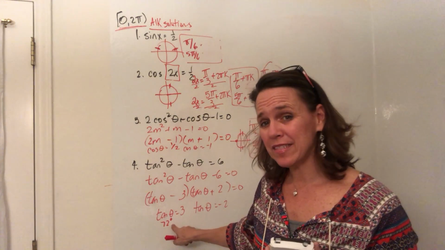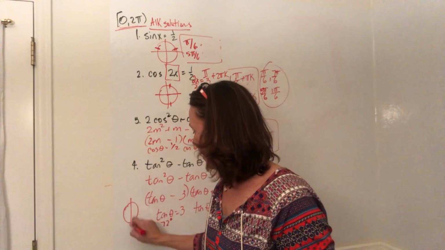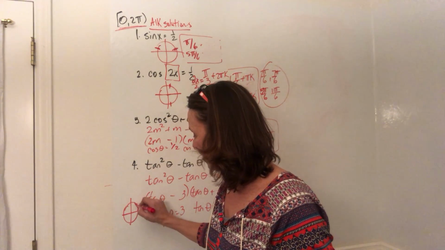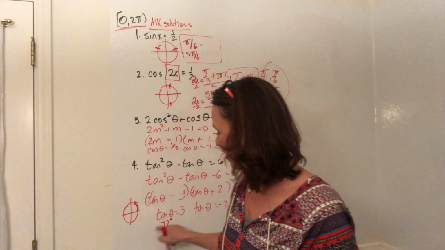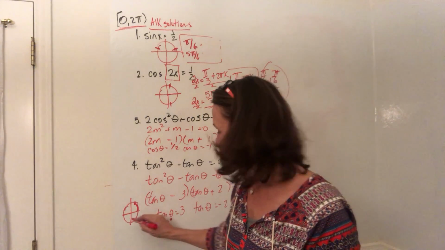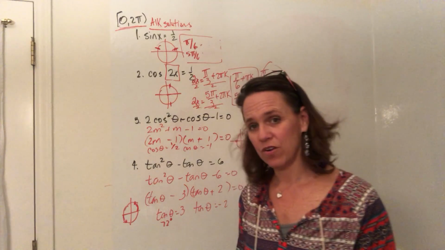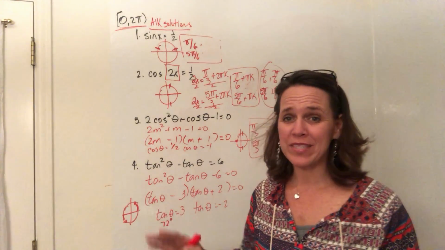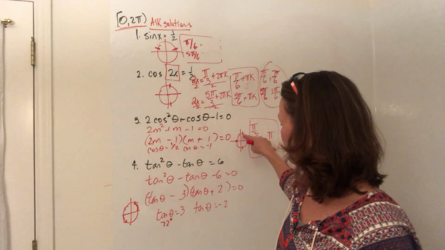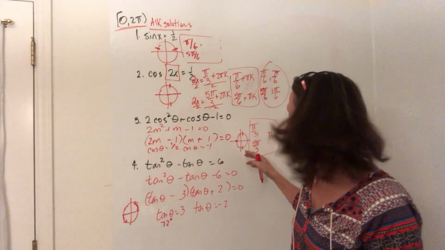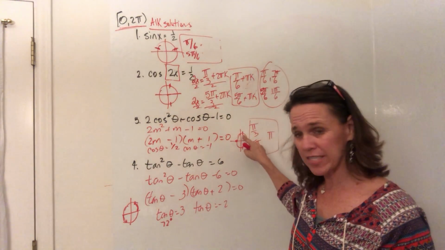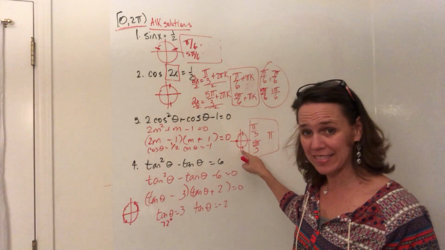There's 2 places where the tangent would be 3, right? At 72 degrees, right up here somewhere, but tangent is also positive, could be positive 3 down here. Okay, you have to find 2 places. When it was on the unit circle, we could just tell where it was. But if you were doing this on the calculator, your calculator would have only given you 72 degrees and you would have had to figure out this one.